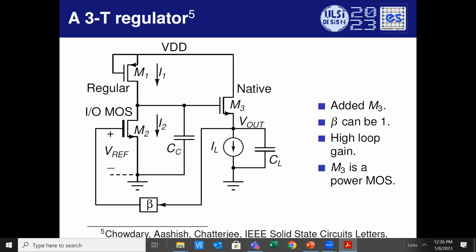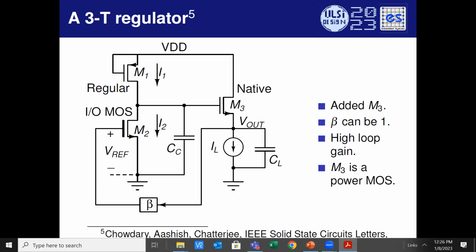Let's say beta is 1. Let's say this is a wire. So it's directly in feedback. What we have now is a voltage regulator with a built-in band gap with 3 transistors. We tested this. It works from 0 to 10 milliamperes, provided you choose that M3 to be large enough. It doesn't require any compensation.